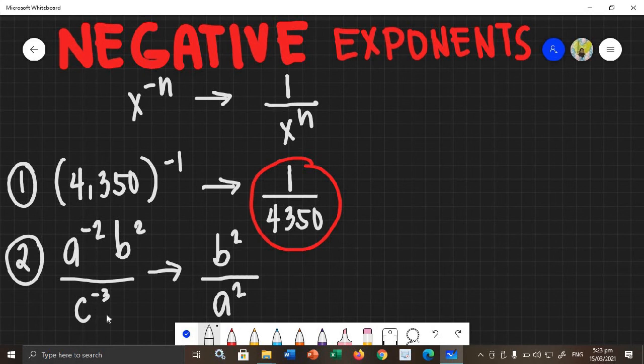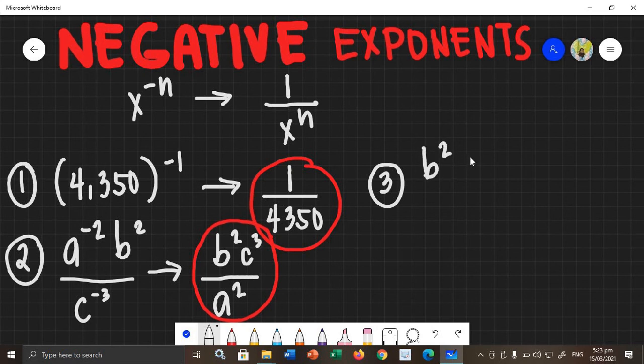Kung napansin nyo, si negative 2 naging positive na kasi you already get the reciprocal. And then si c raised to negative 3, as you can see, nasa denominator siya. Kunin yung reciprocal, mapupunta lang siya sa numerator. So, sulat natin c raised to the 3rd power. And then positive na si negative 3 kasi you did get the reciprocal of that. And this will be your answer. Okay? So, ganun lang. So, there is just a change sa position nung merong mga negative na exponent. And then we have example number 3.